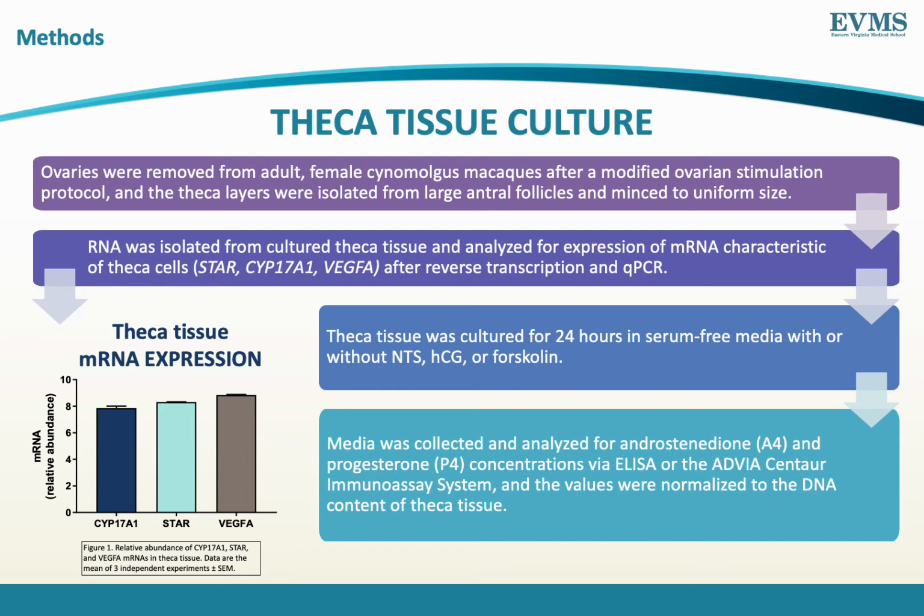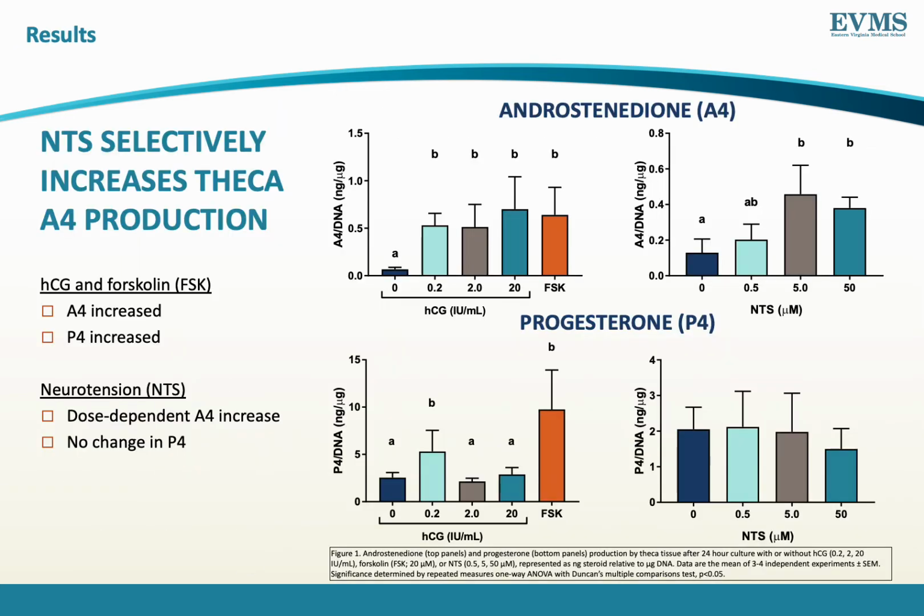Theca tissue was treated for 24 hours, and media was then analyzed for androstenedione, or A4, and progesterone, or P4, concentrations via ELISA, or the ADVIA Centaur immunoassay system, which were normalized to the DNA content of theca tissue. These are the data showing theca tissue androstenedione production in the top panels and progesterone in the bottom panels, with the y-axis showing nanogram hormone per microgram DNA extracted from tissue, and the treatment group in the x-axis.